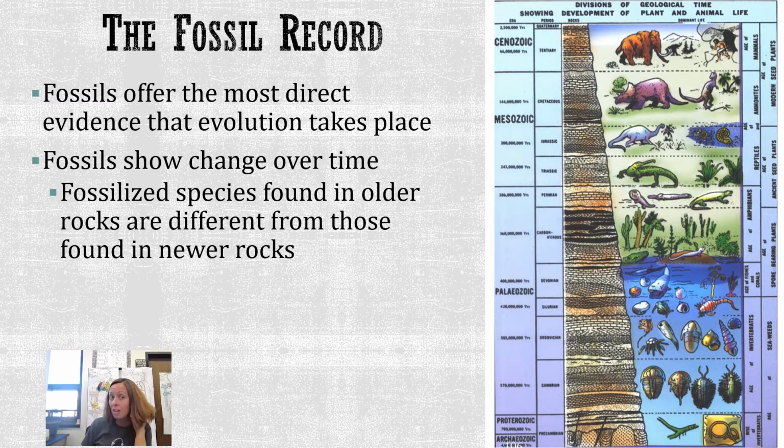So, fossil record. The fossil record offers our most direct evidence that evolution took place. Okay, it shows the change of structures over time, right? And you can look at older fossils and see if the structures are the same as current or newer fossils.